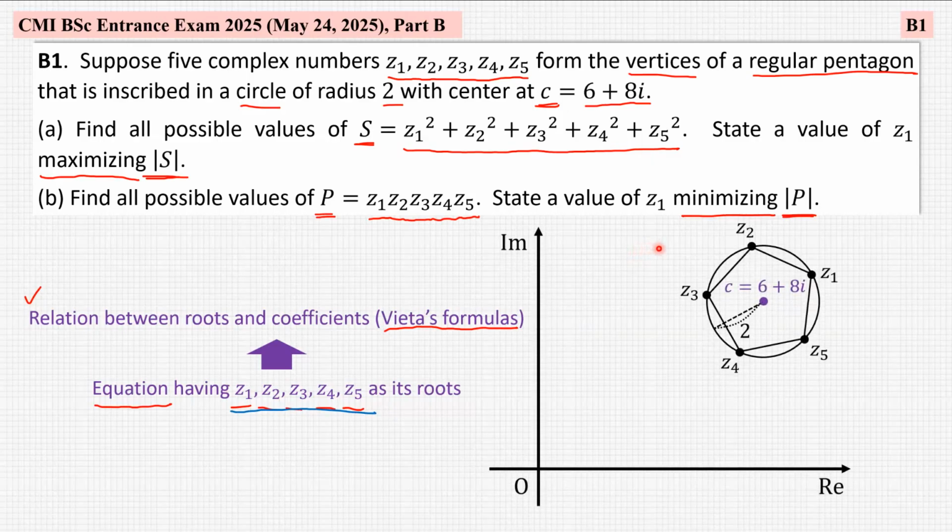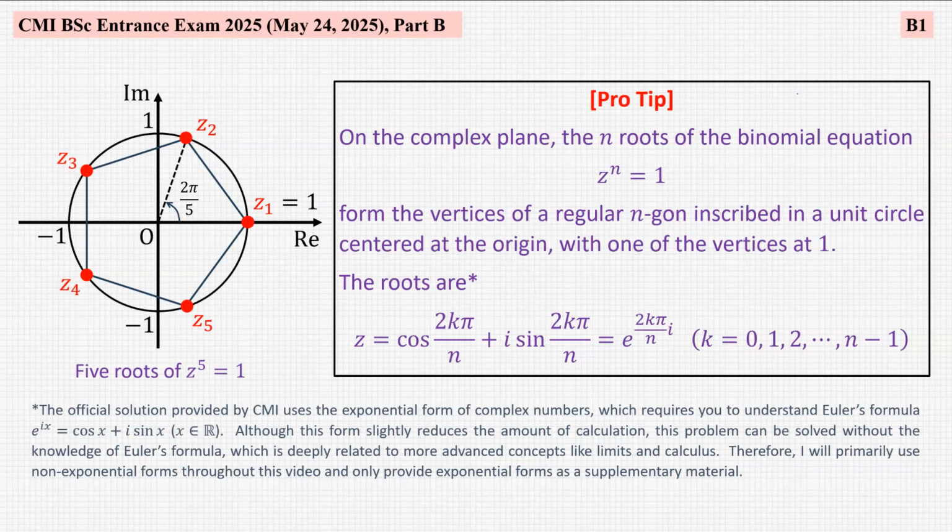So, what kind of equation do z1, z2, z3, z4, z5 satisfy? Well, the most important clue is that these 5 roots form a regular pentagon inscribed in a circle as shown in the figure. And when it comes to the regular polygon inscribed in a circle, there's this famous property that is usually taught in basic complex analysis courses. On the complex plane, the n roots of the binomial equation z to the nth power equals 1 form the vertices of a regular n-gon inscribed in a unit circle centered at the origin with one of the vertices at 1.